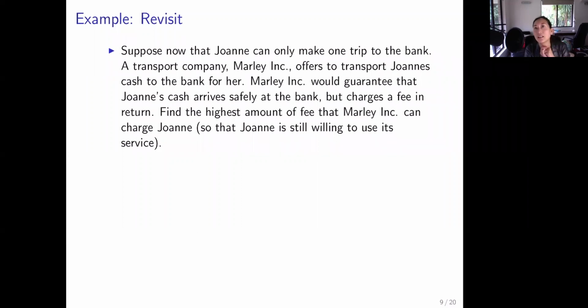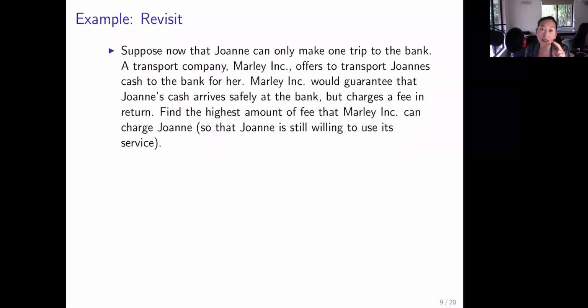What do you think that we should set up this question? So I didn't ask you, should Joanne use the service or not, right? So I'm not asking you about choosing option A against option B. I'm asking you instead to find the highest amount of fee that Mali Inc. can charge Joanne. Then how do we do it? So that Joanne is still willing to use its service.